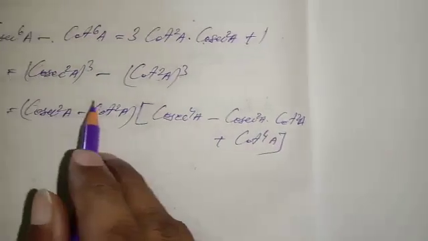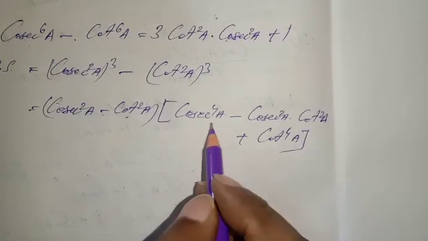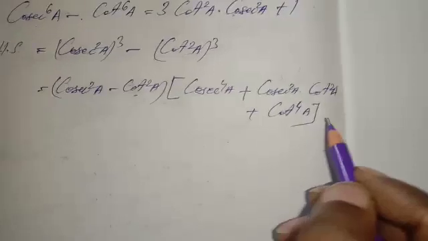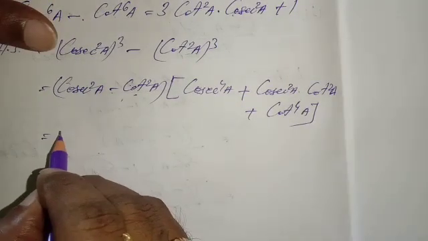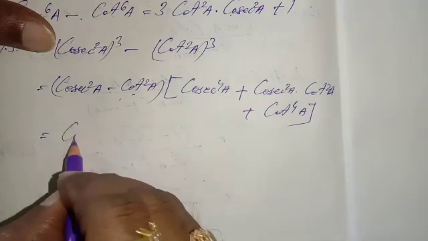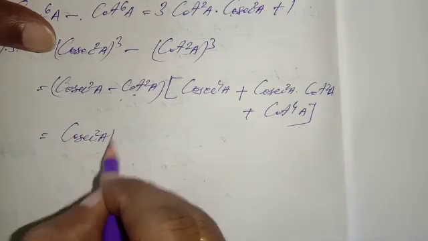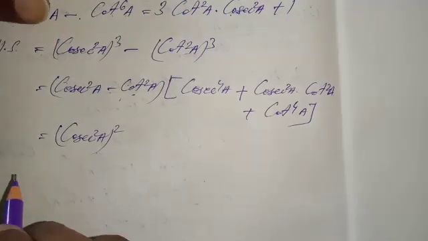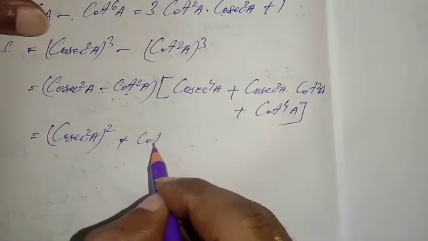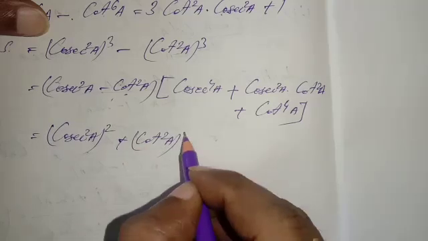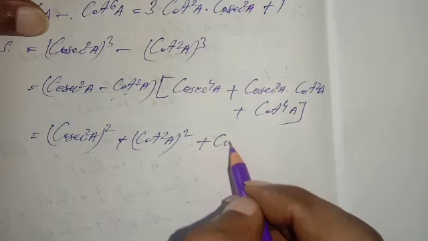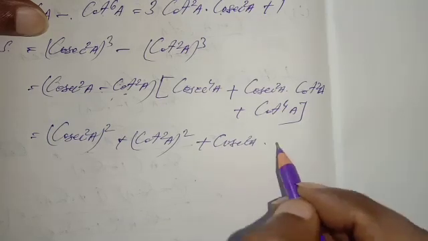A cube minus b cube formula is a minus b whole into a square plus ab plus b square. Now cosec square minus cot square is 1. Finally, you are getting cosec to the power 4A, just write here cosec square A whole square, and cot to the power 4A, you can write here cot square A whole square, plus cosec square A into cot square A.